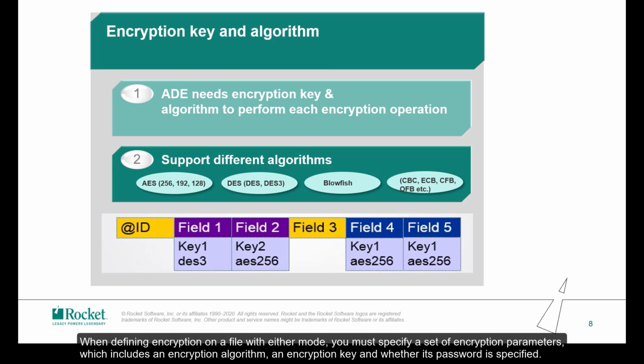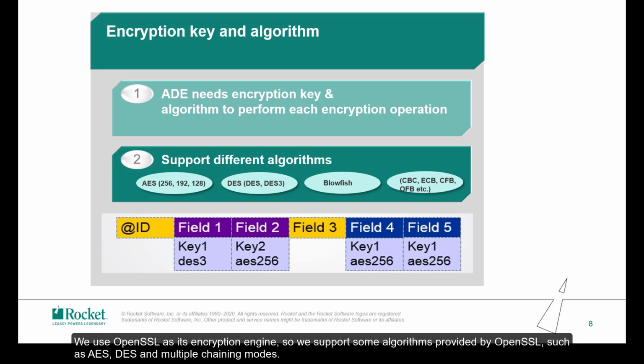When defining encryption on a file with either mode, you must specify a set of encryption parameters, which includes an encryption algorithm, an encryption key, and whether its password is specified. We use OpenSSL as its encryption engine, so we support some algorithms provided by OpenSSL, such as AES, DES, and multiple chaining modes.